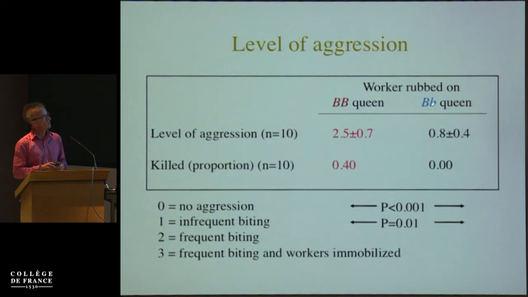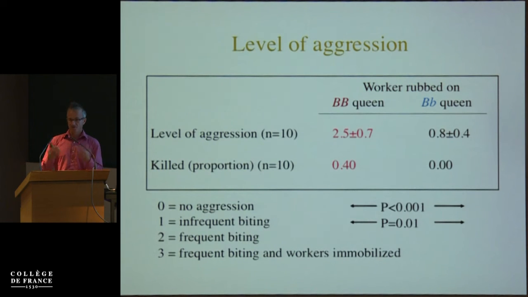By contrast, when they were rubbed on heterozygote workers, there was low aggression, and they were never killed by other individuals. So it really shows it's an odor at the surface of the cuticle of queens which allows workers to discriminate between queens of the two different genotypes.